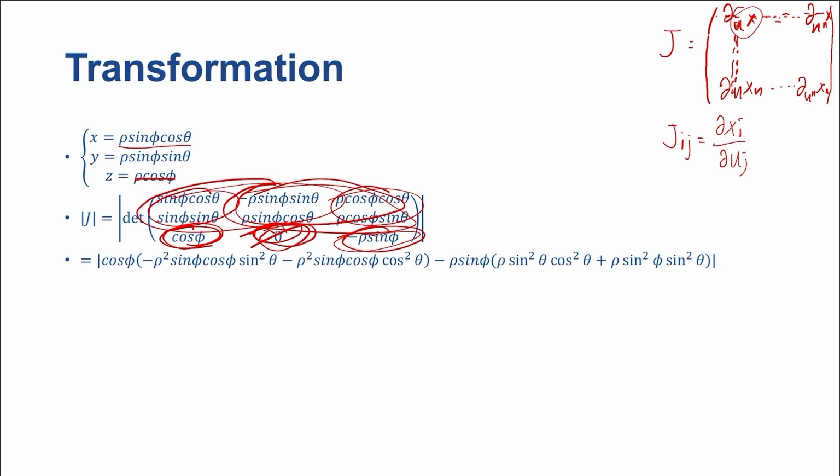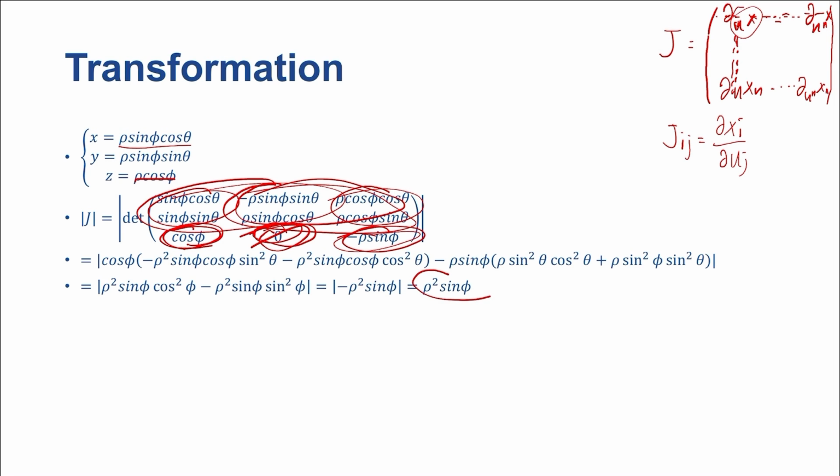We've got negative rho sine phi, and then we subtract times rho sine squared theta cosine squared phi plus rho sine squared phi sine squared theta, and absolute value. We can simplify this. We get the absolute value of rho squared sine theta cosine squared phi minus rho squared sine phi sine squared theta. Or sine squared phi. Finally, we get the absolute value of negative rho squared sine phi. And of course, the absolute value with the negative cancels, so we get positive rho squared sine phi.